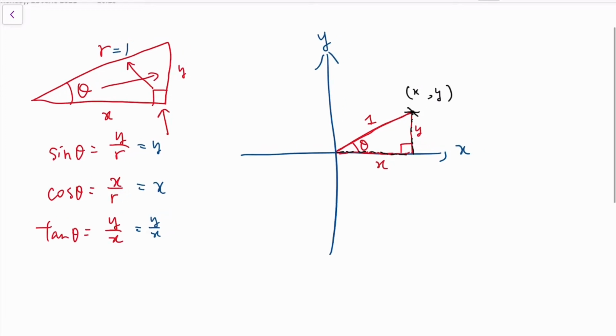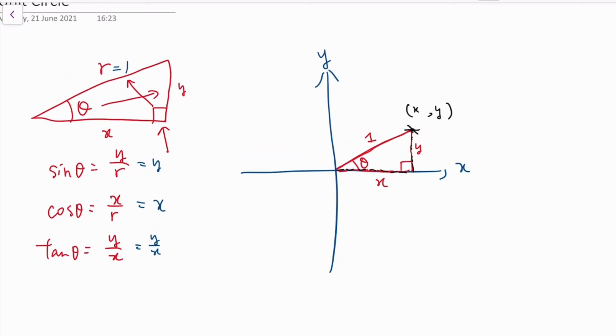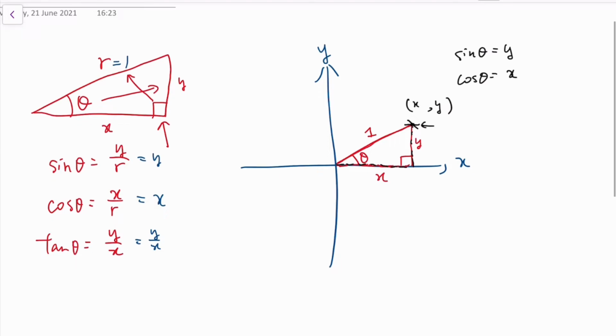Now here is the new definition. I now define sine theta to be the y coordinate of this point, and I define cosine theta to be the x coordinate of that point. There is actually a slightly different way of defining tangent, which I might go into, but for now, let's simply define tangent to be sine over cosine.